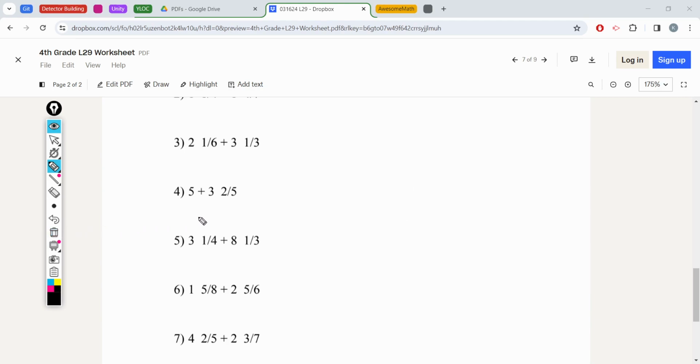This next one is pretty easy, because one of these is actually just a normal number, not a mixed fraction. So you can do this part first. 5 plus 3 is 8 and 2/5, which is, remember, just addition. And then we just have to convert this mixed fraction into an improper fraction. 8 times 5 is 40, plus 2 is 42 over 5.